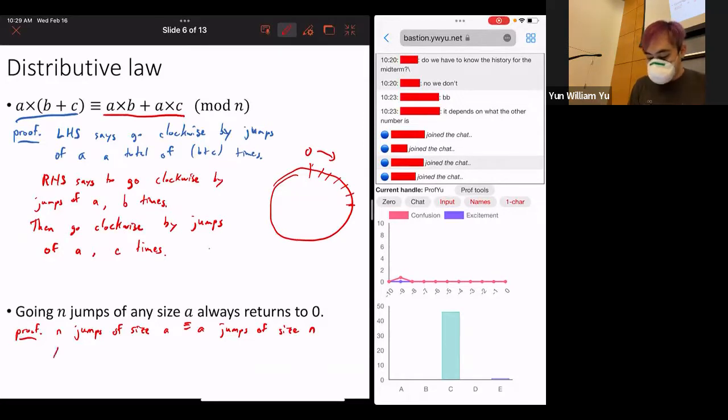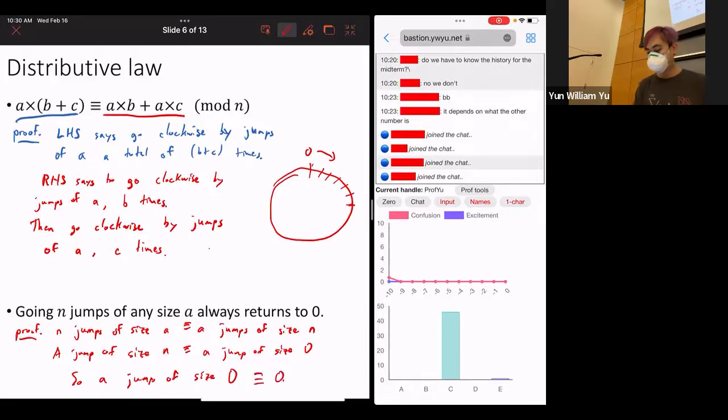And that's true along the circle, just as it is along a flat surface. But notice that in this particular case, a jump of size n is equivalent to a jump of size 0, because you're jumping all the way around the circle. So that's the same as just jumping in place. So a jumps of size 0, that's still equal to 0. And combining these two, we get the fact that multiplying by 2 or multiplying by 7 in mod 5 are the same thing. And together, these two properties allow us to do fast modular multiplication.